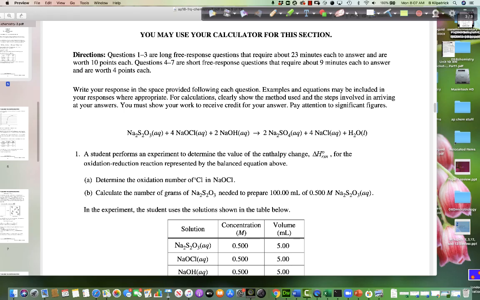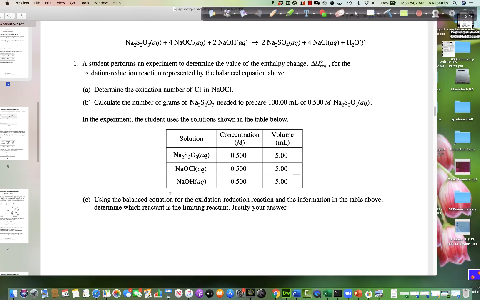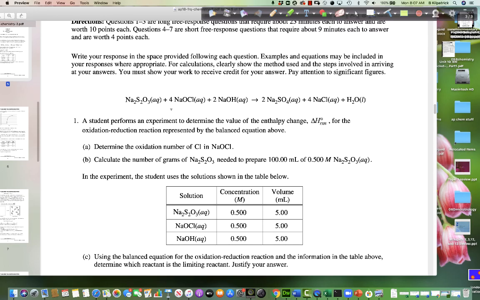Alright, so we're going to go over this FRQ. In this FRQ, it gives us the reaction, and then it starts asking the questions. Now, if you have an FRQ where it gives you a long prompt in the very beginning, skip it and then go directly to the question and then go back to the prompt to see what information you need to get from it.